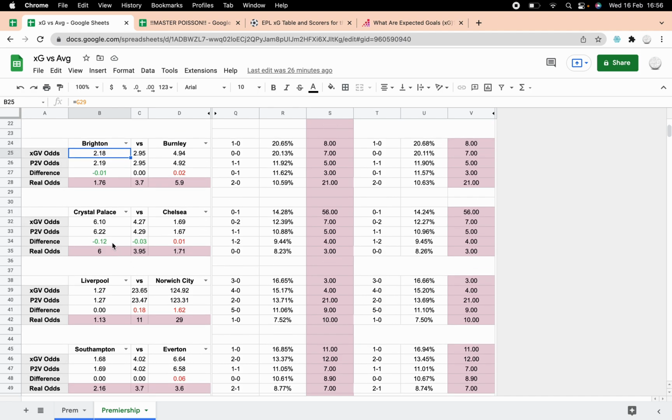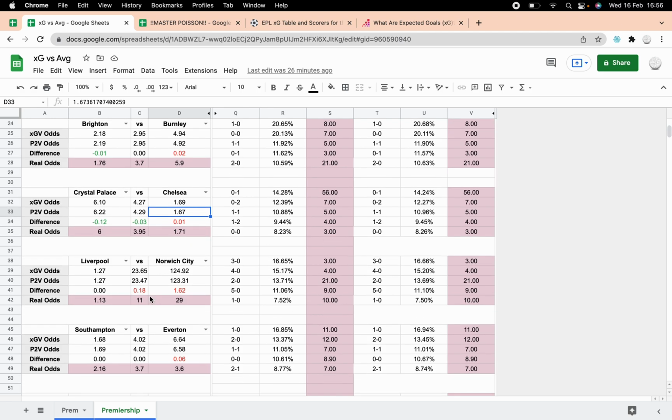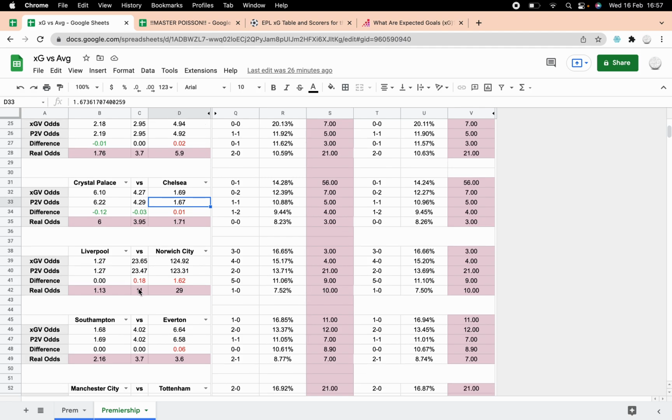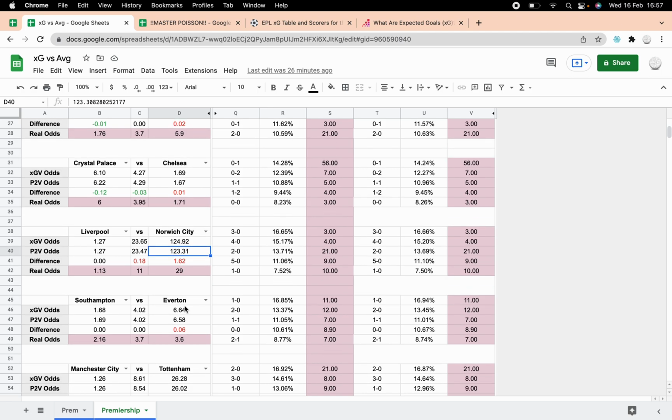The Palace-Chelsea game is saying that Palace have got a better chance than Poisson suggests of getting something out of the game, so the expected goals for Crystal Palace and the draw are higher. There's a higher chance than the Poisson is suggesting, so it's still coming out as Chelsea being likely winners, but it's giving more encouragement to Palace fans, I guess. Liverpool-Norwich is just a car crash for Norwich, isn't it, really? It's even worse. So expected goals give them even less chance of getting anything. The Poisson says that fair odds would be 123.31, and expected goals says, nah, that's not enough, 124.92. I mean, it's kind of pointless for any sort of betting, I think.